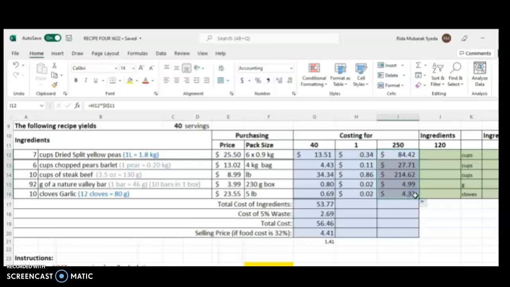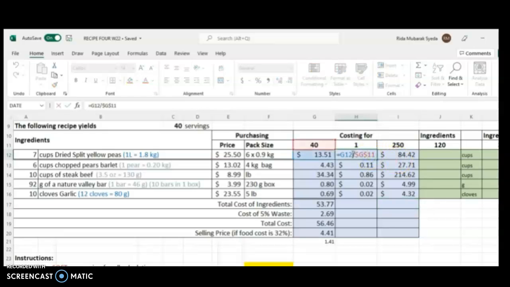So I'll be using the F4 key and enter, and then I'm going to drag that down. Okay, so let's recheck if these calculations are correct, because sometimes Excel does not round for us. And so when I do 34 cents times 250, I get 85. So see, as I told you, it did not round it up.